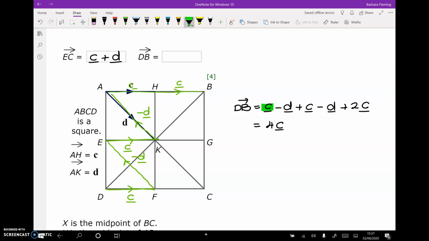If you want to see, you've got 1, 2, 3, 4, and then we're taking away 2D. So take away 2D. 4C, take away 2D. And that gets us to where we want to be.